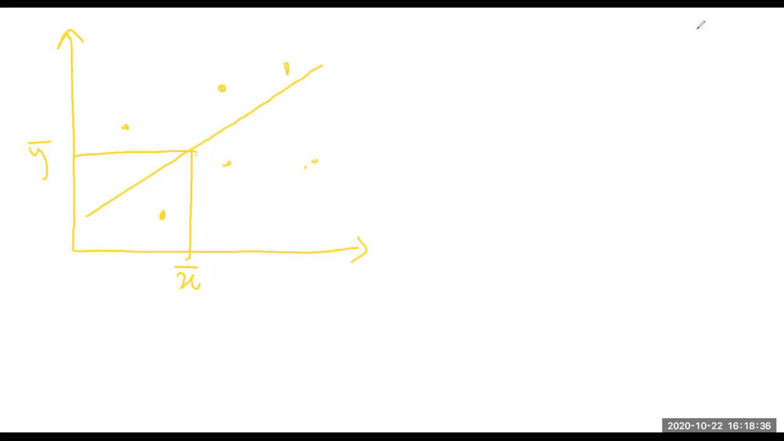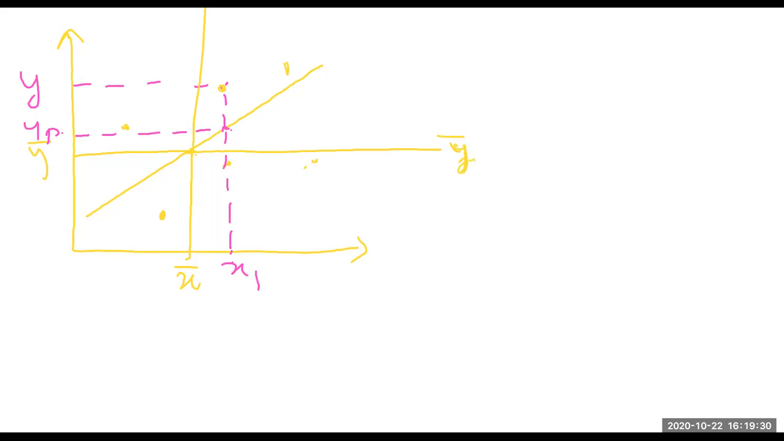For this point, the observed value is here. This is the observed value y, the actual y. This is the predicted value, meaning what your model says for this x value, let's name it x1. For this x1 value, the observed value is y, but the predicted value is y predict. And there is an x bar and a y bar. So this is x bar and this is y bar.